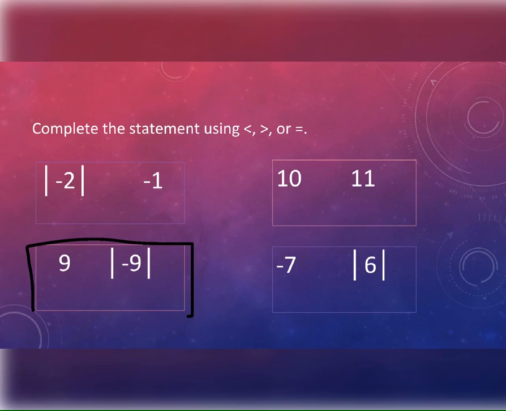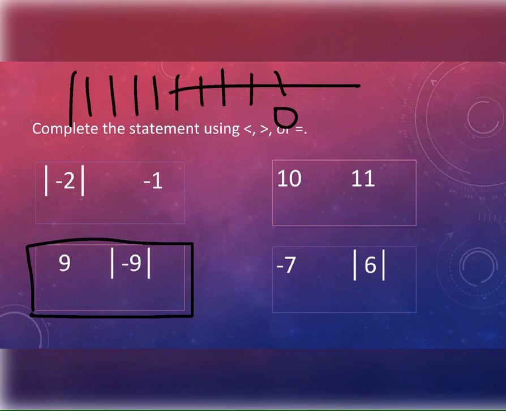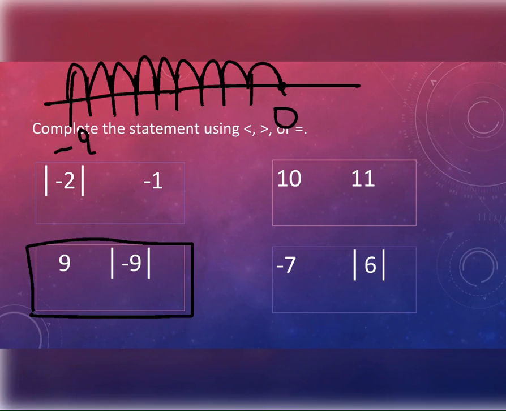The third one, we have 9 and the absolute value of negative 9. So we need to look at a number line. This time it's negative, so we're going to go to the left. Oh, that's a big scary one. We're going to start here and go to the left. 1, 2, 3, 4, 5, 6, 7, 8, 9. So the absolute value of negative 9 is 9. So we have 9 and 9, and they are equal.